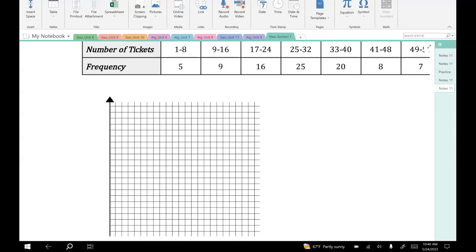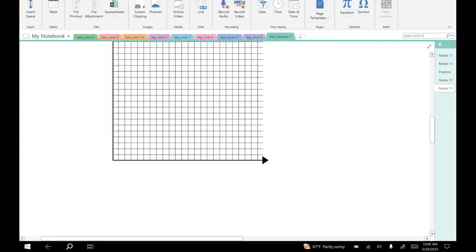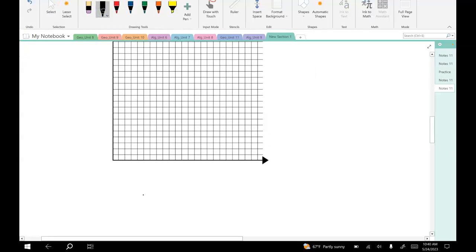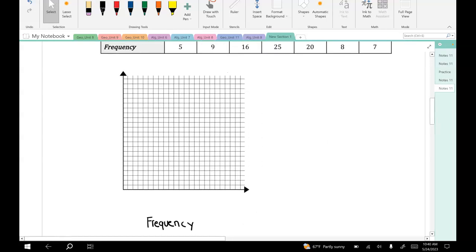You're always going to label your frequency on your x-axis, or your horizontal axis. So we'll say frequency down the bottom. And whatever other unit we're talking about will go along our y-axis, or vertically. So that'll be tickets sold.